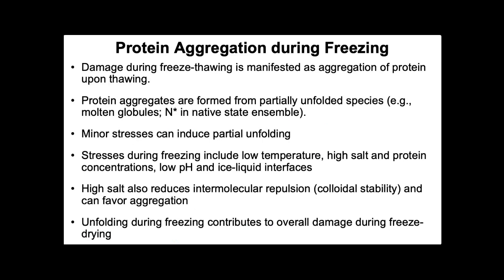So during freezing, we basically are forming ice, and the protein is in the non-ice phase. And protein aggregation will occur because proteins are perturbed by the various stresses that occur during freezing. Also, the high salt will favor intermolecular interactions. And so the degree of unfolding during freezing can be impacted by the native state stability as well as colloidal stability, or the aggregation. And any unfolding that occurs during freezing obviously will contribute during freeze drying.